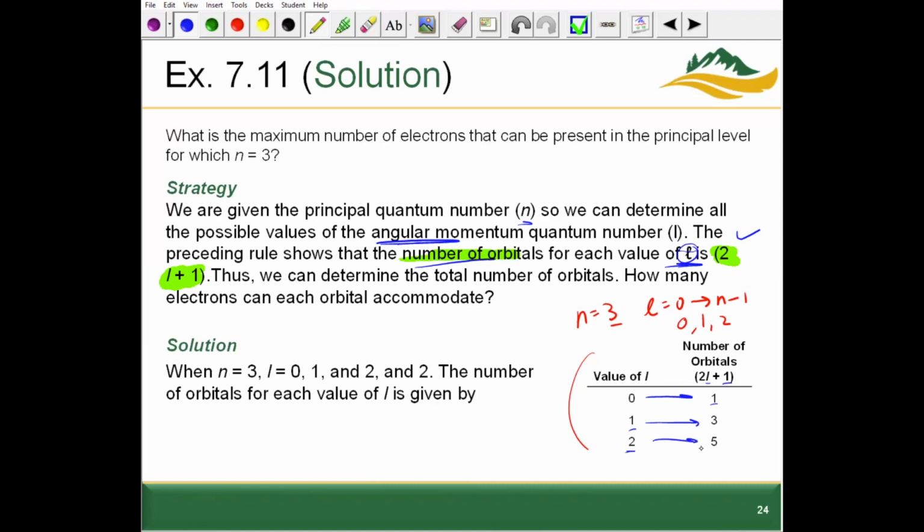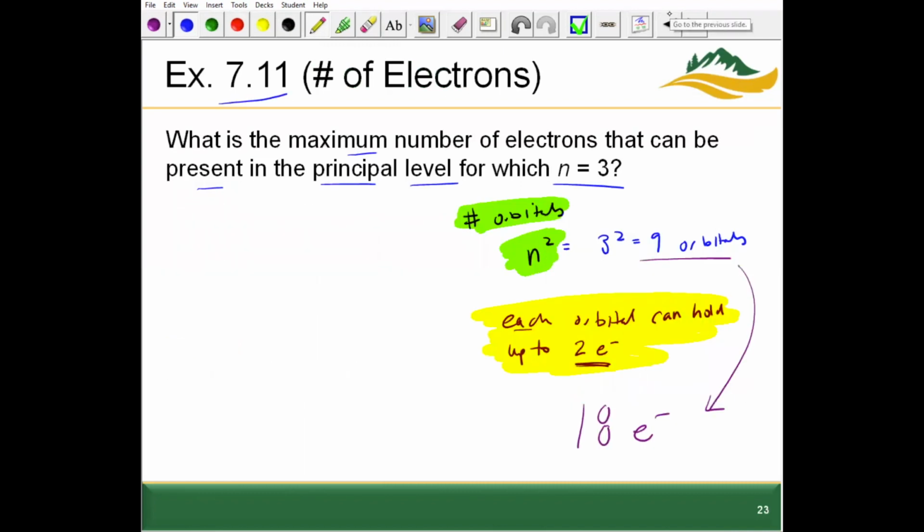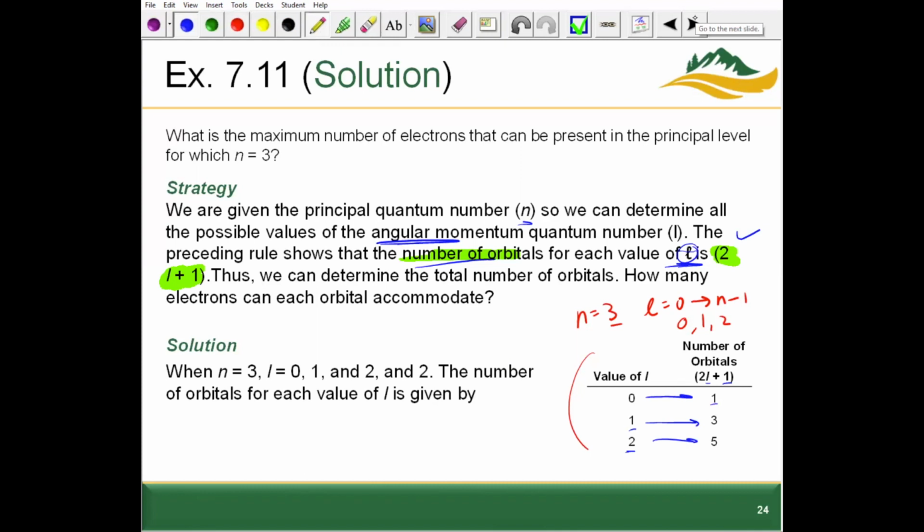So either going from n, taking n squared to find the number of possible orbitals, or from L and taking 2L plus 1 to find the number of possible orbitals. We could also further prove this. We could just write out all the possible m sub L values like we've done before. When L is equal to 0, m sub L can only equal 0. When L is equal to 1, m sub L could be minus 1, 0, and 1.